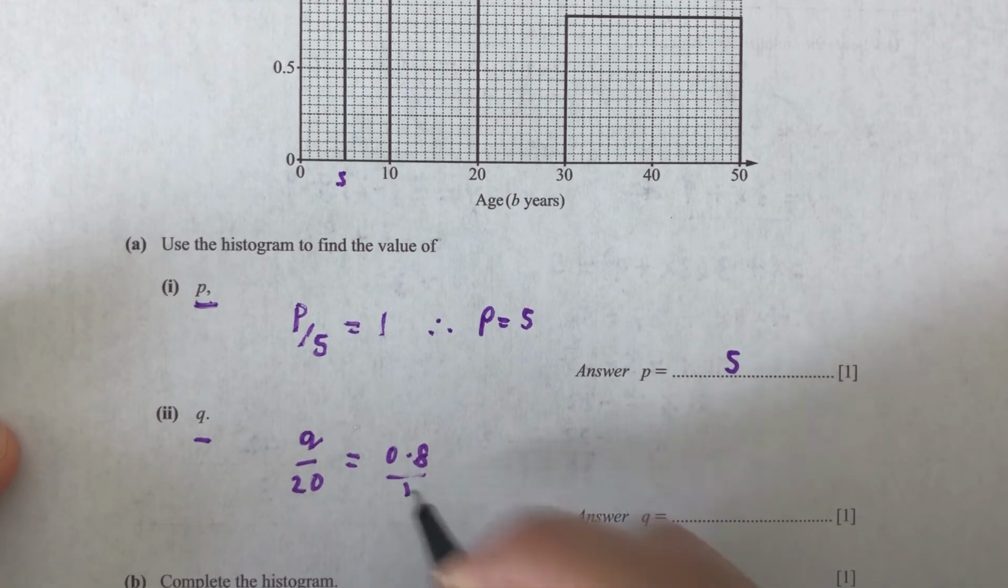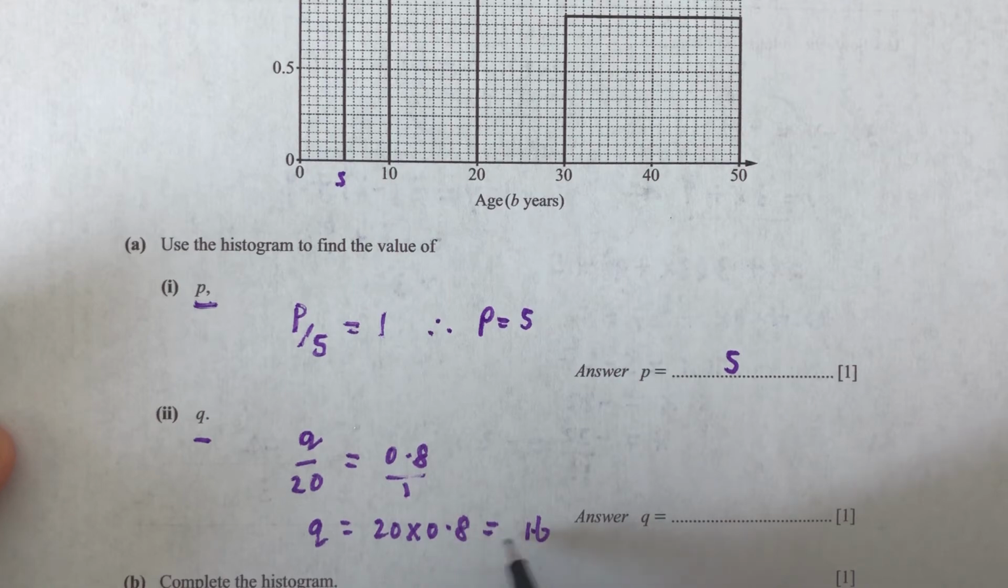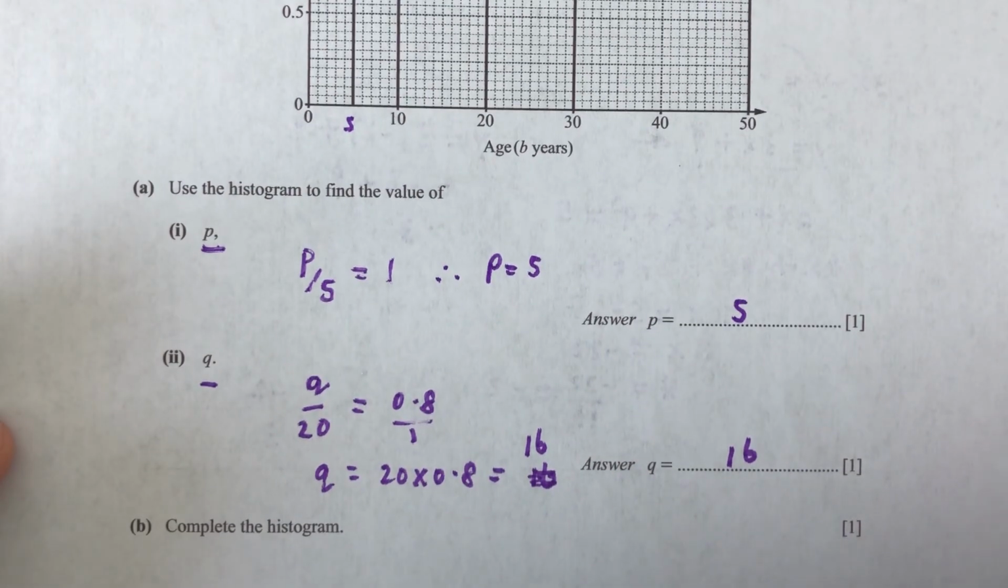So what is the value of Q? Q will be 20 times 0.8. That will give us 2 times 8 is 16. Oh yeah, 16, right. 16, that will be the answer. Q will be 16. And the last part is complete the histogram.